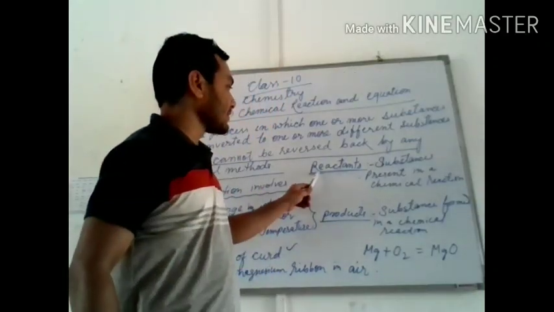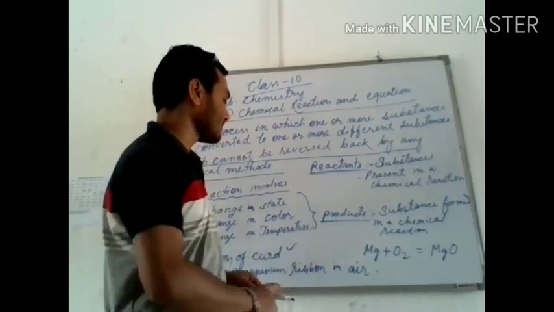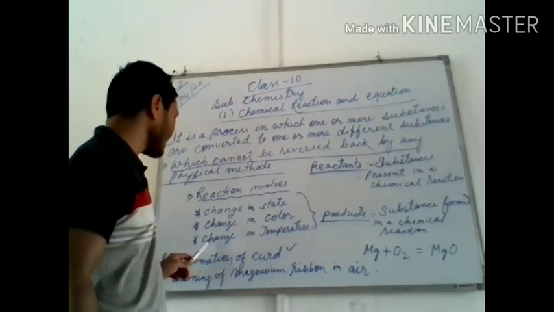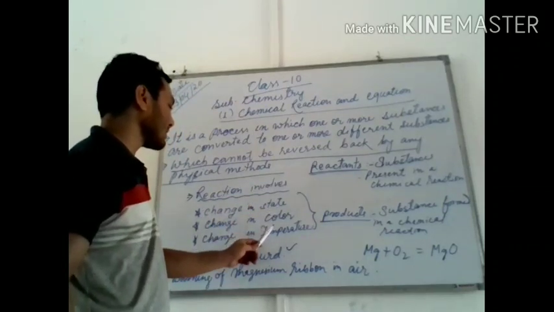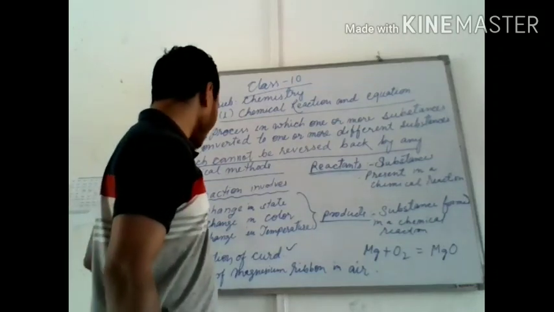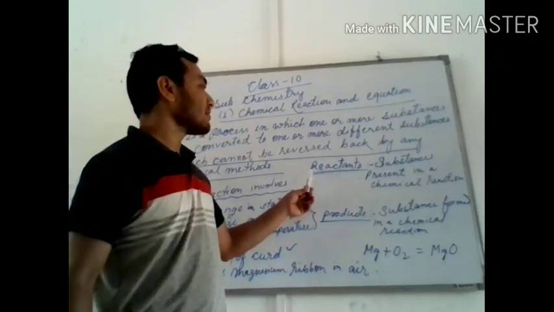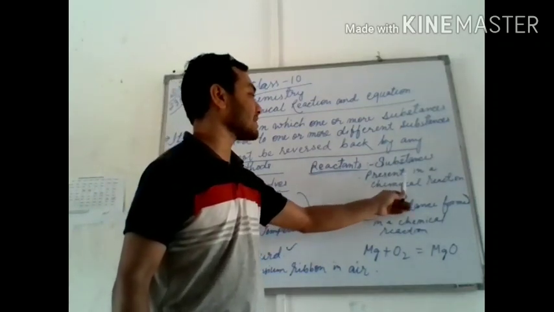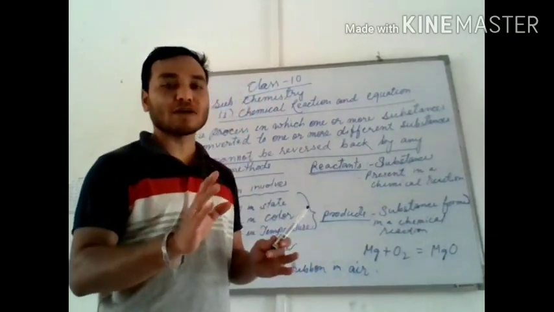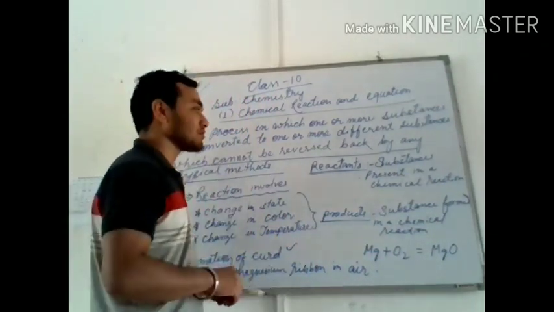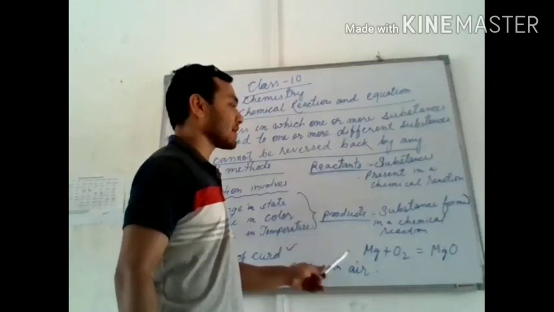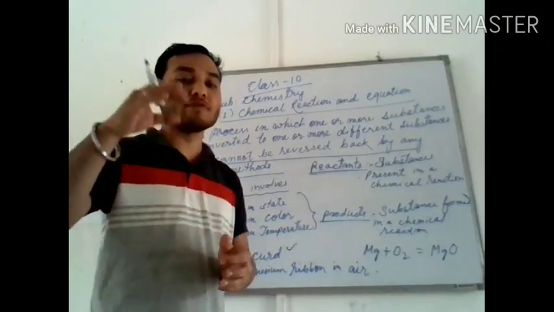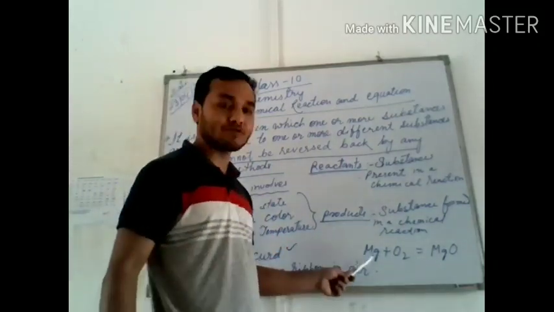Next you see here, reactant and products. Till now I have explained that a reaction involves changes in state, color, and temperature, and the examples I have given you. Now reactant and product. What is a reactant? Any substance present in a chemical reaction is known as reactant. And product is any substance formed in a chemical reaction, any substance which will be forming in a chemical reaction. Just you see here an example.